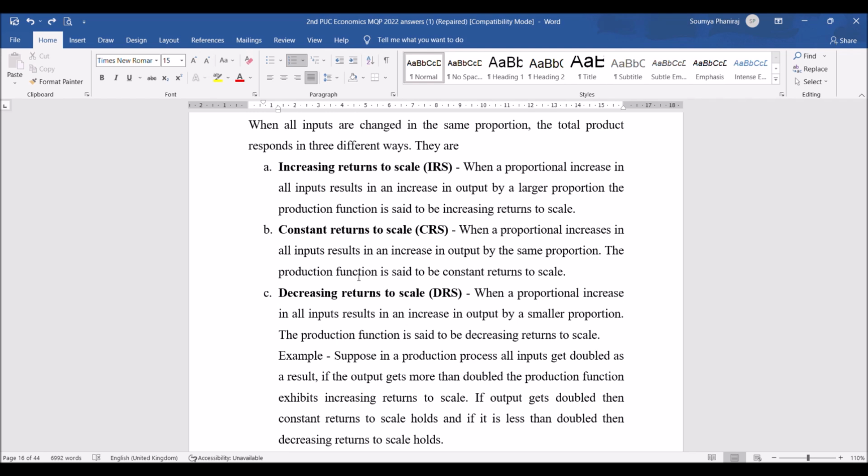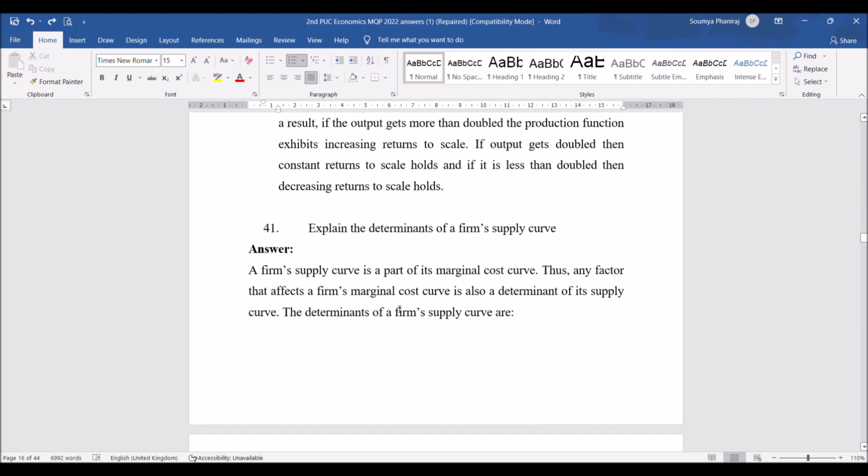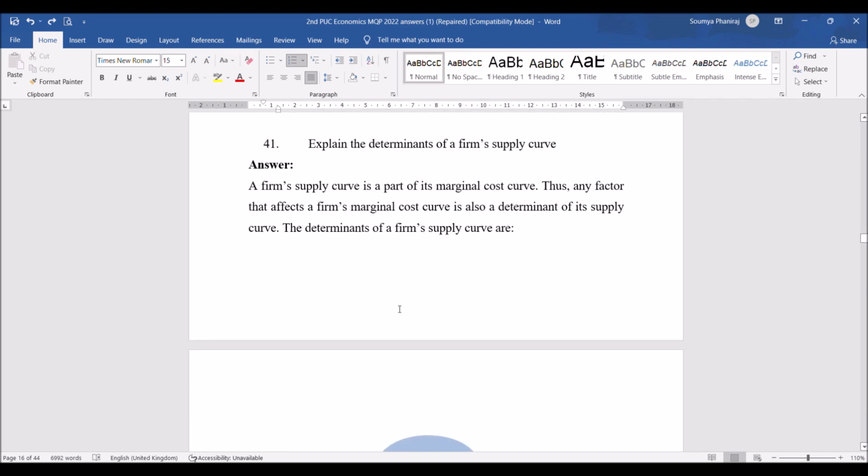So as I had already mentioned to you, while presenting the answers, it is good to either highlight or underline the questions, and you have to use captions like these when you are answering. So it is better to avoid running paragraphs to actually fetch more marks. The next question is 41. Explain the determinants of a firm's supply curve.